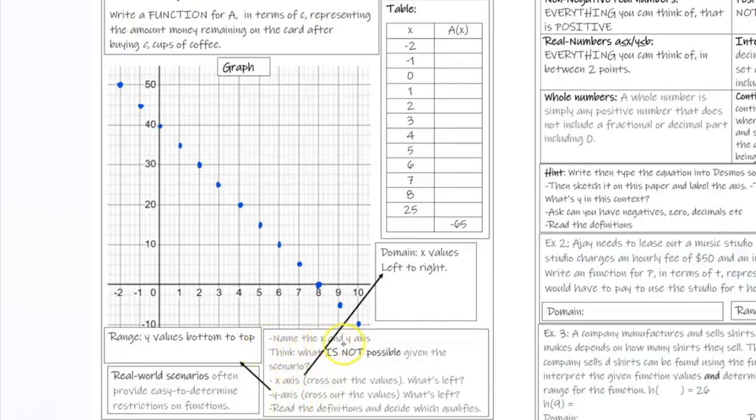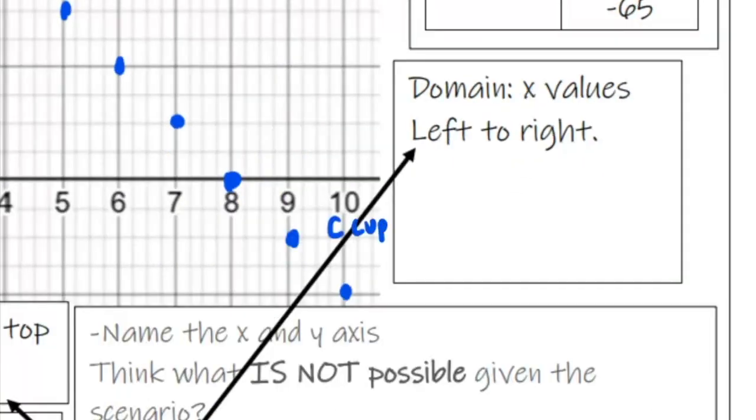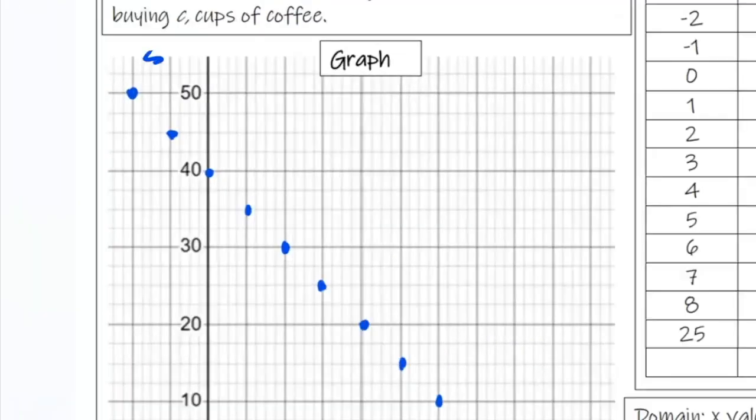It says name the X and the Y axis. Well, I have money that's going down, which makes sense, going down. And then I have cups of coffee that I'm buying that's going up. So my X axis is cups of coffee. C, cups of coffee. I'm going to try not to write in this box because I'm going to need to write there. And then here I have my money on my gift card. So dollars in gift card.